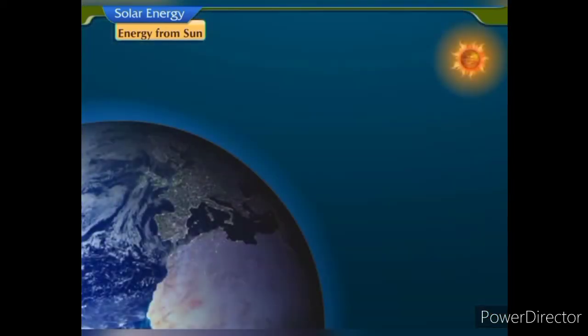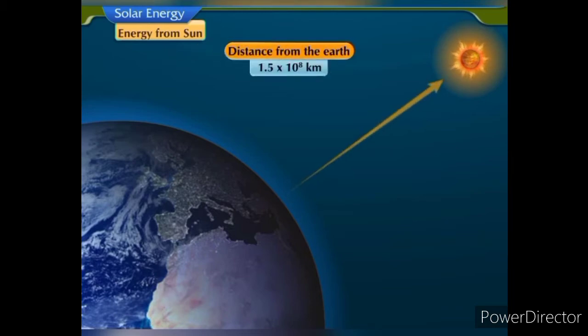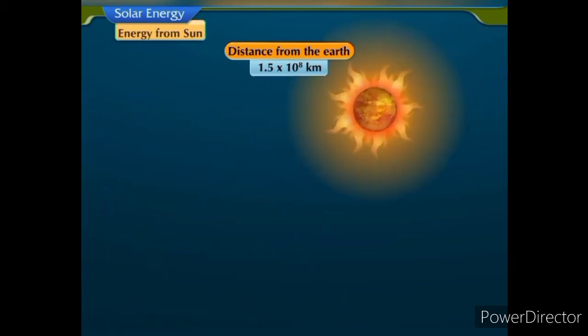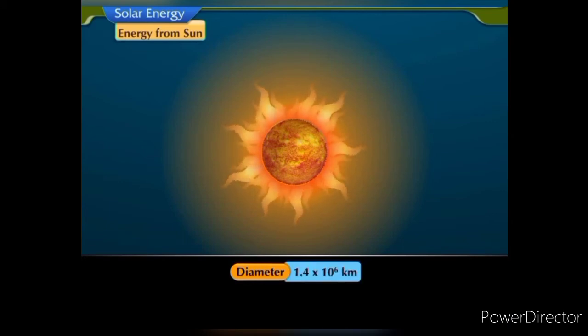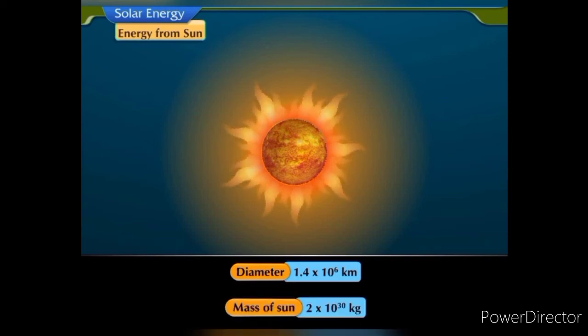Let us discuss some information about the sun. Sun is a large sphere of hot gases. It is at a distance of about 1.5 × 10^8 kilometers from the earth. The diameter of the sun is 1.4 × 10^6 kilometers. The mass of the sun is 2 × 10^30 kilograms.